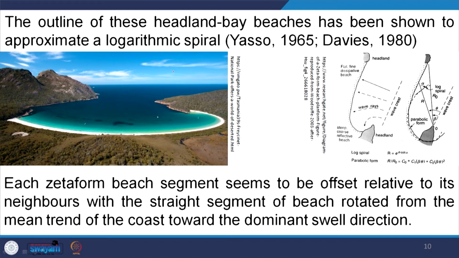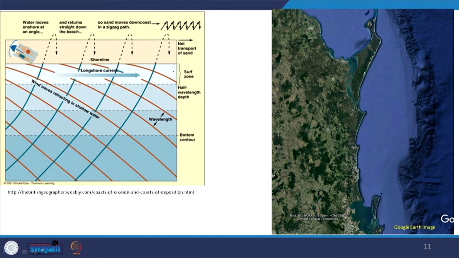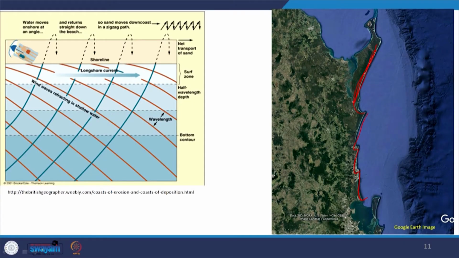If you see here, this is a figure from eastern Australia, New South Wales. You see the zeta-form coast is like this. This type of wave refraction is there, so over a long time, the refracted waves interact along this coast, and this type of beach is developed. And if you see here, each zeta form has one straight segment and another curved segment.